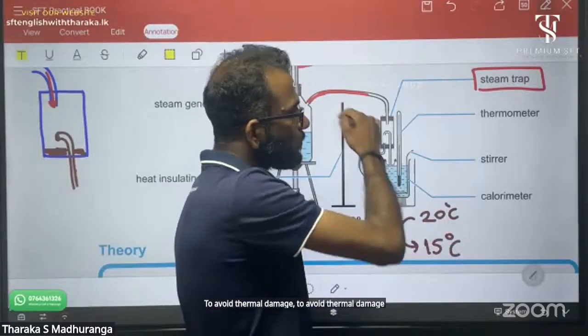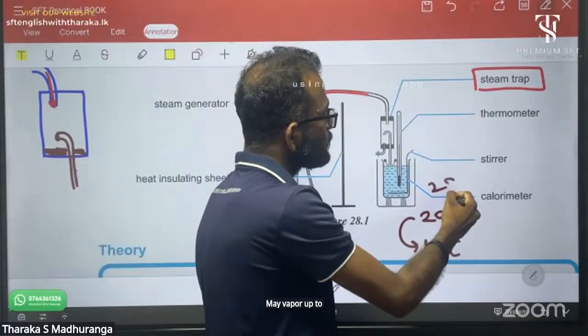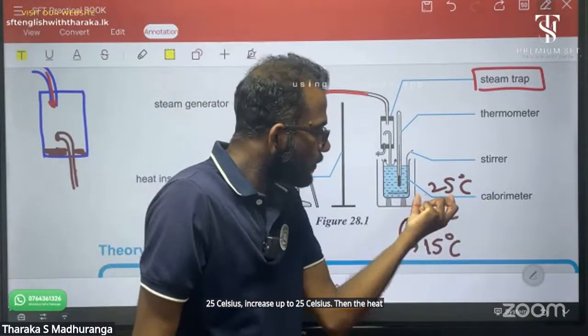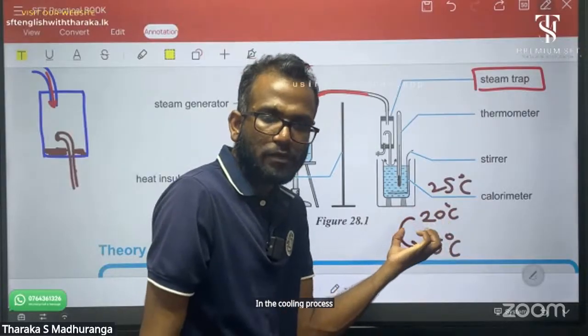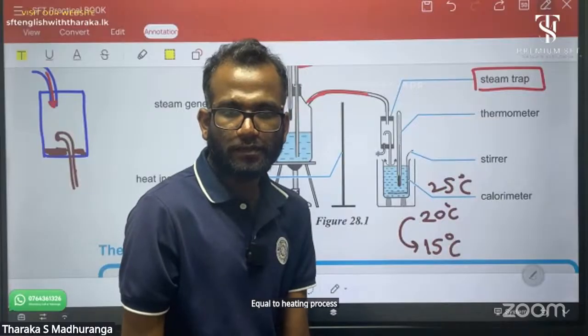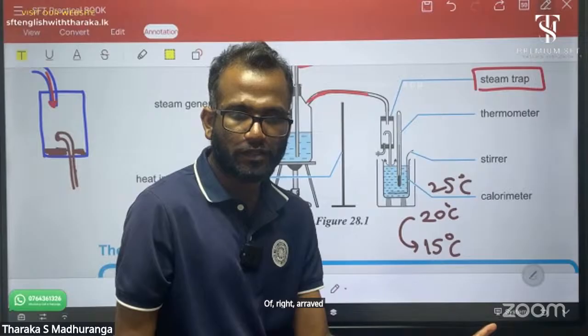And supply vapor up to 25 Celsius. Increase up to 25 Celsius. Then the heat in the cooling process absorbed equals the heat released in the heating process. Right? Same story continues.